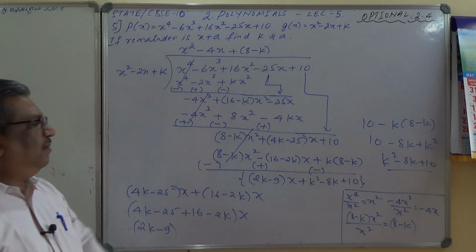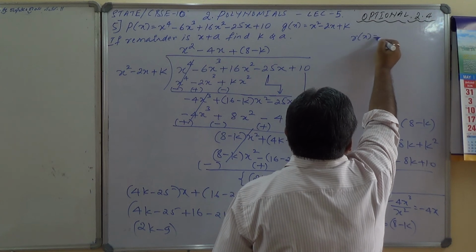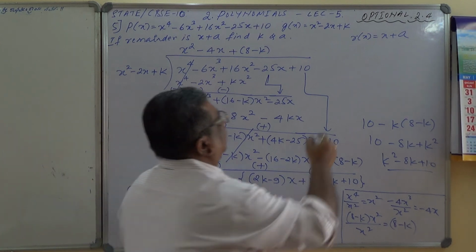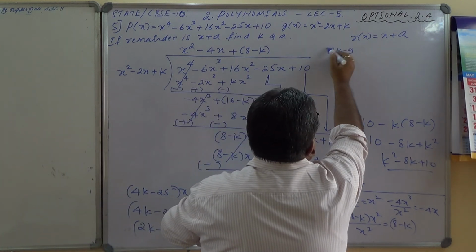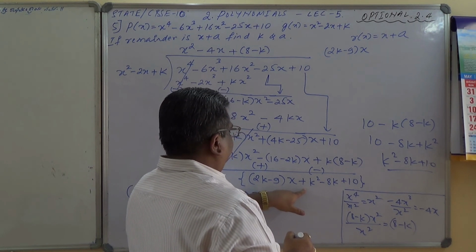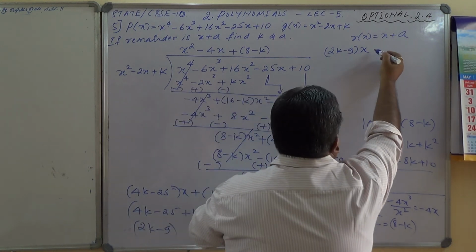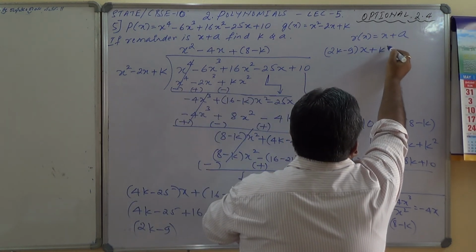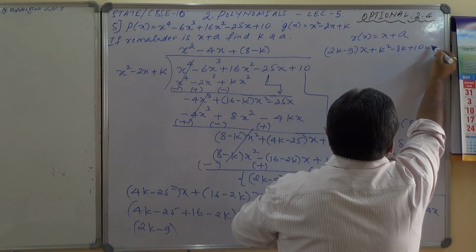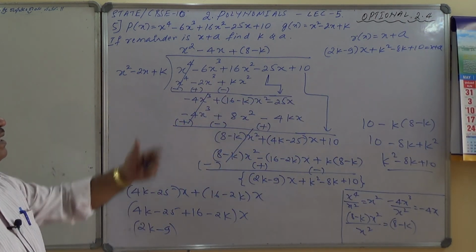Okay, this one I would like to compare now. So what is this remainder equal to? R of x is equal to x plus a, given x plus a. So what is our R of x here? 2k minus 9 times x, plus k square minus 8k plus 10, equals x plus a here. What is the value of a and k now?